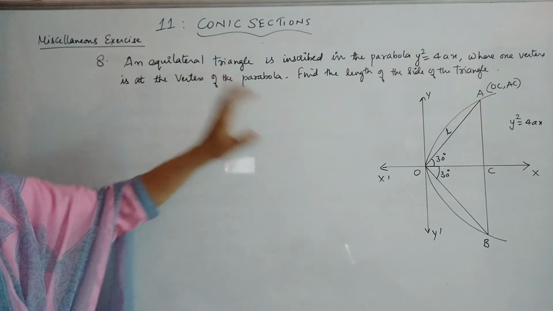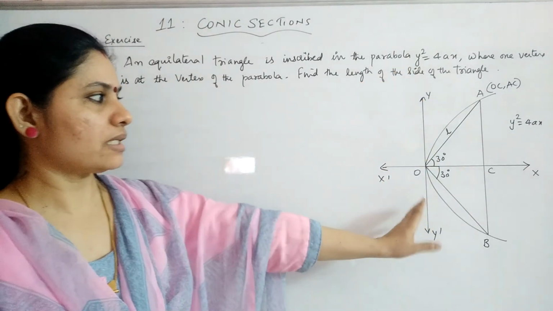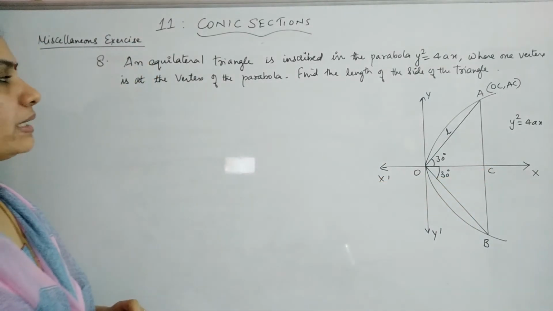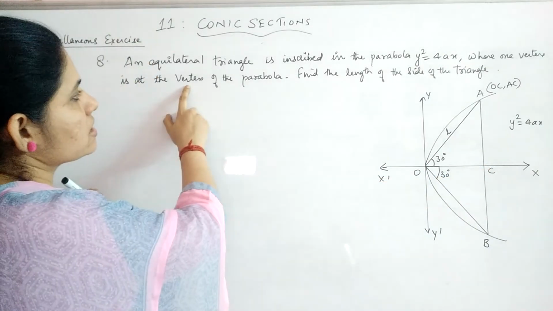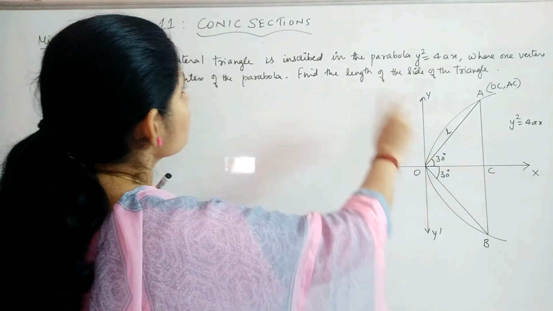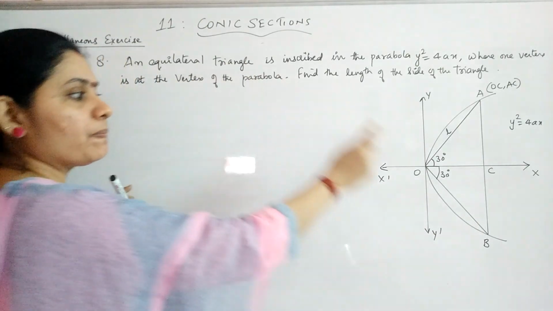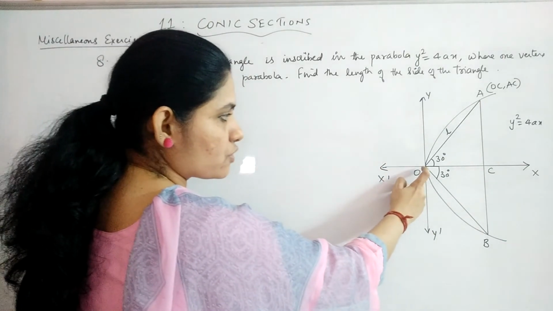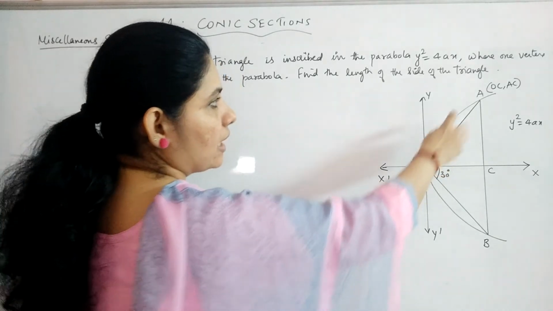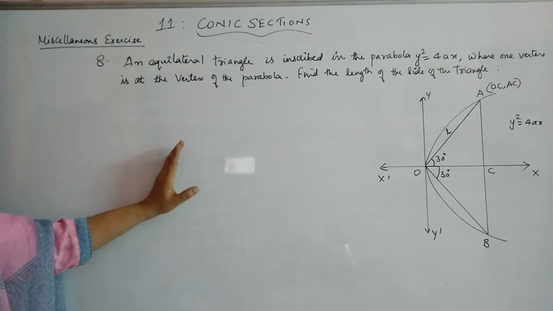So here we have taken y square equal to 4ax, which will be of this shape, opening towards the right side. One vertex of the equilateral triangle formed by joining these 3 points should be at the vertex of the parabola itself. So it is taken as O, and the other two are here. Now what we need to find out is the length of the side.